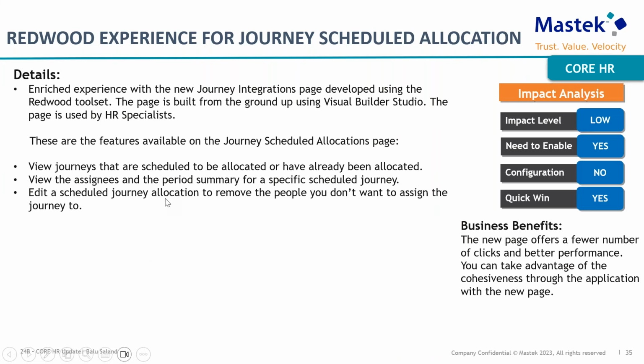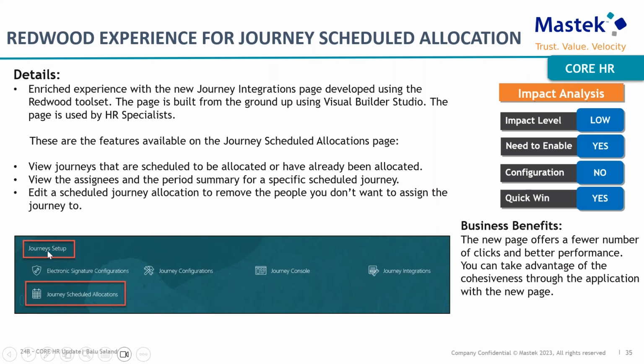And the next feature is in journeys again with the Redwood experience for journey schedule allocation. These are the features available on the journey schedule allocation pages. You'll be able to view journeys that are scheduled to be allocated or have already been allocated. View the assignees and period summary for a specific journey schedule. Edit a scheduled journey allocation to remove the people you don't want to assign the journey to.